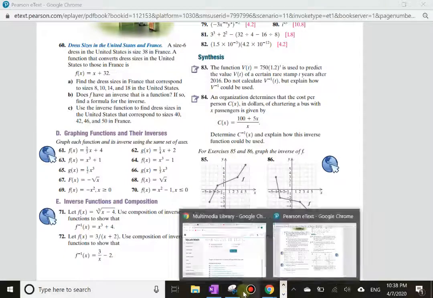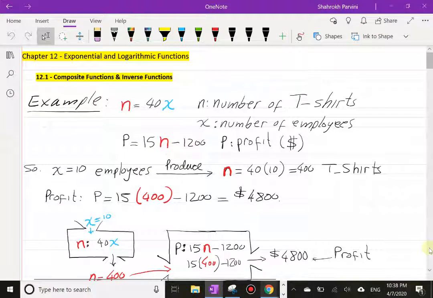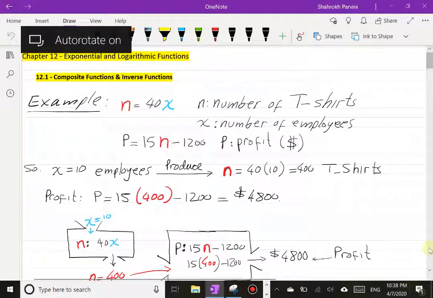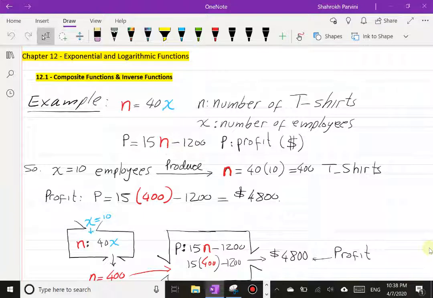Okay, so there you go. Let's go to my notebook and we'll begin this section. Again, the title of the chapter is Exponential and Logarithmic Equations. In section 12.1, we're going to talk about composite functions and inverse functions. Now, this is a rather long section, so you might want to watch it with a break or a short recess, because I think it may run for almost 40 to 50 minutes, something like that. Anyway, let's proceed.